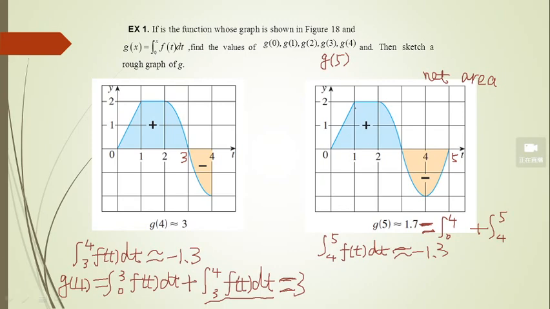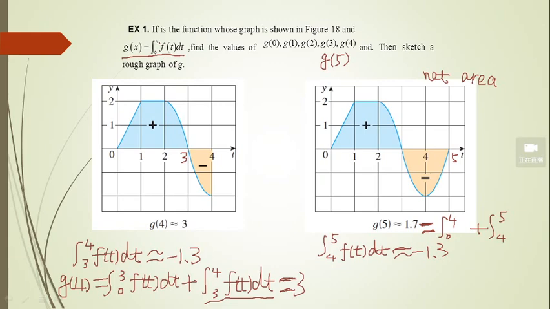It's showing here, right? Above the horizontal axis, it's a plus sign. Below the horizontal axis, it's minus, a negative sign. So here we can understand the way we define g(x): that actually is the accumulated area we computed, right?